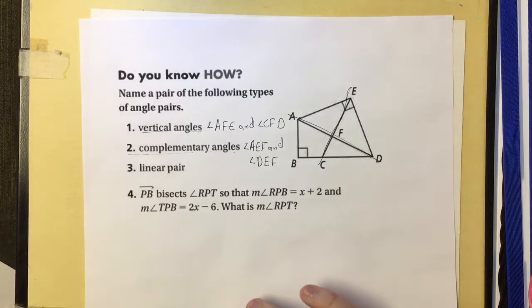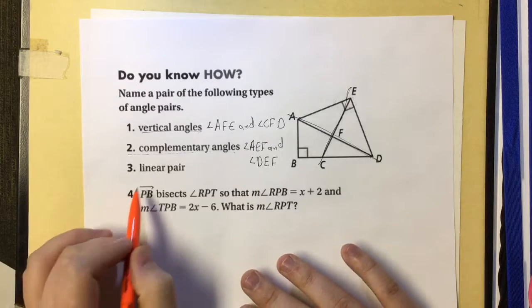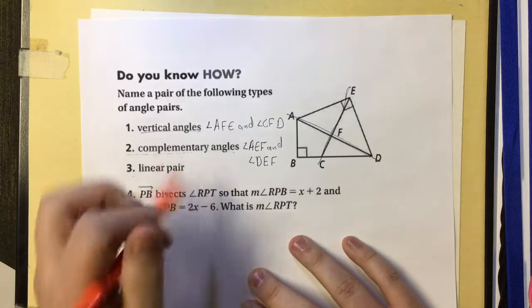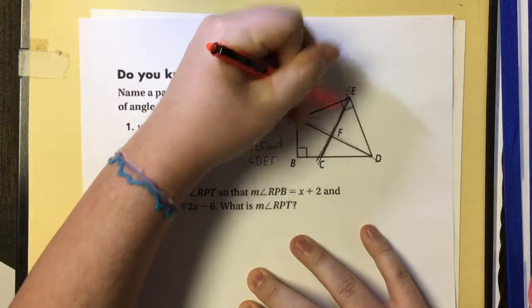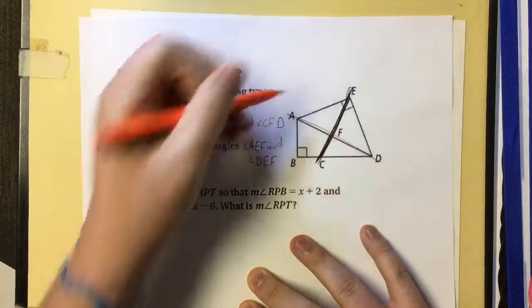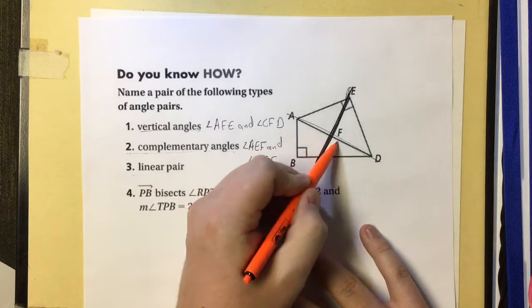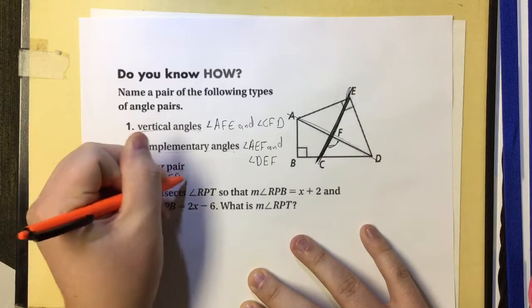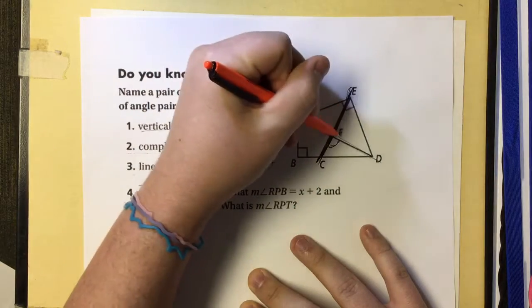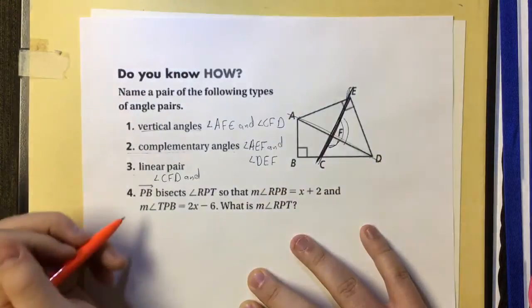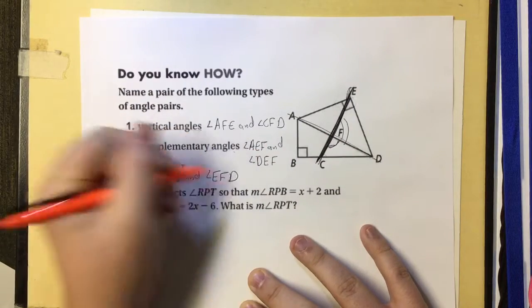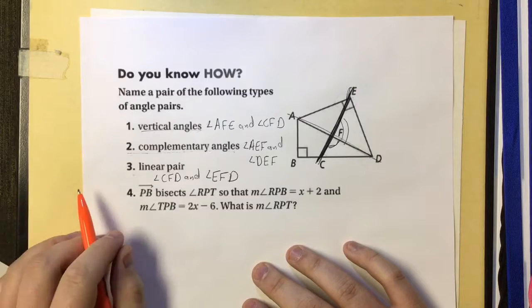To find a linear pair, we need to find two together that make a straight line. So I find a straight line. This straight line right here looks pretty good. So I can say angle CFD, this angle right here, and the other half of that straight line is this angle over here, angle EFD. Again, there's more than one answer to that, but this one is just fine.